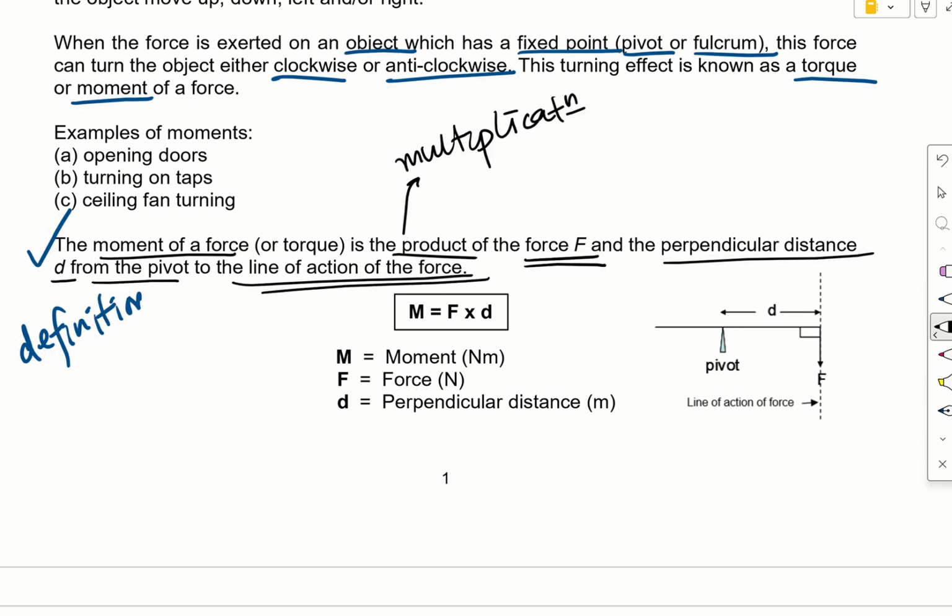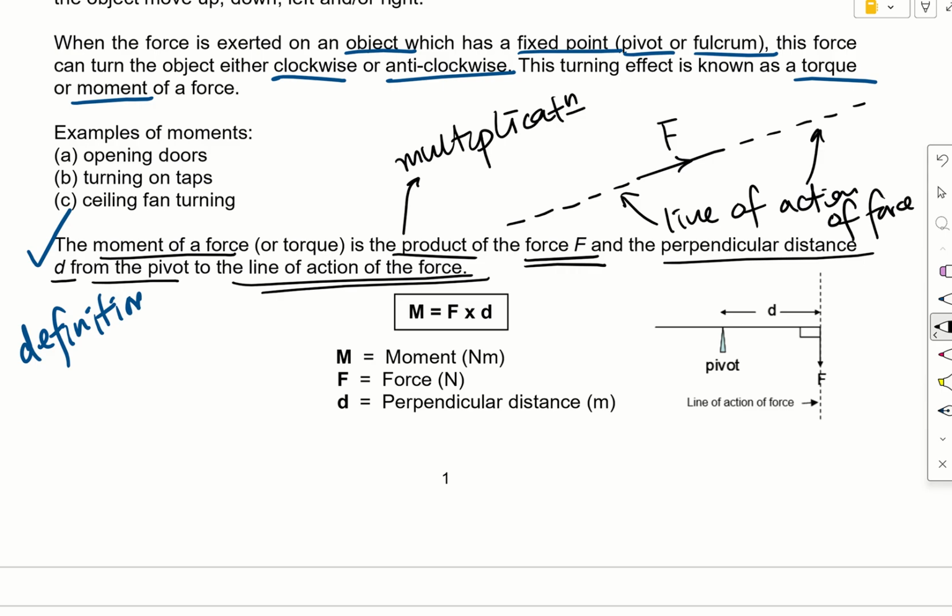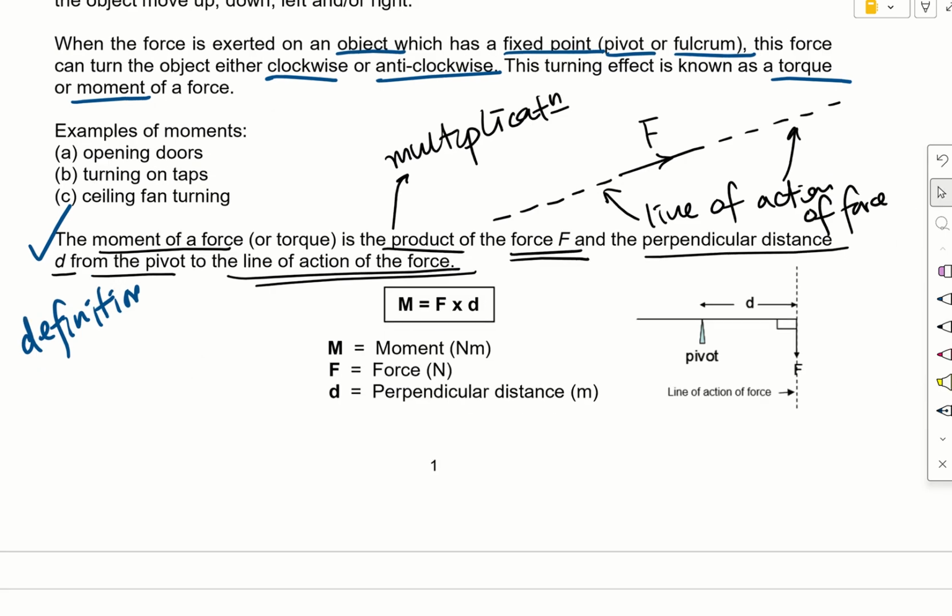If I have a force that is drawn like that, which is either up, down, left, right, or diagonal, which is basically a straight line, what you need to do is use your ruler and place it on the force, and draw dotted lines to show that these are the line of action of the force. It's a very simple step to do, but it will help you later on.